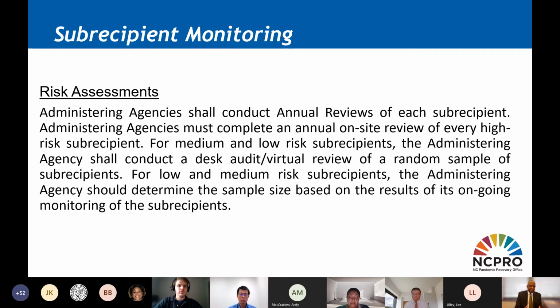But there is to be an annual review that's on site, or a desk review, or the sampling reviews. And I probably should have put it on the slide, but as I mentioned, documenting along the way, as we make these decisions on the type of monitoring, the level of risk and so forth, that should result in a documented monitoring plan. So once you decide on what the risk level is, what type of monitoring you're doing with your subrecipients, there should be a documented monitoring plan. Okay, next slide.